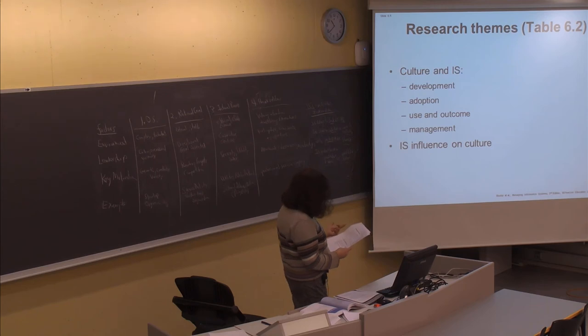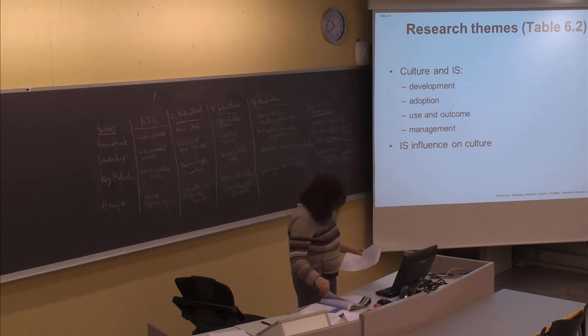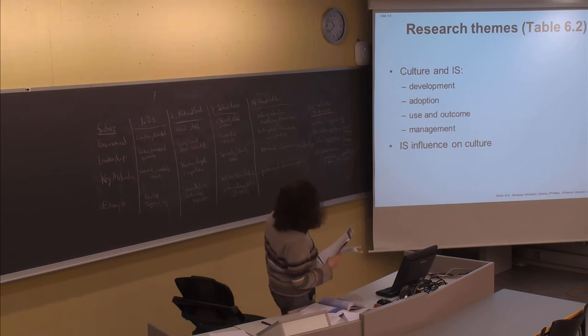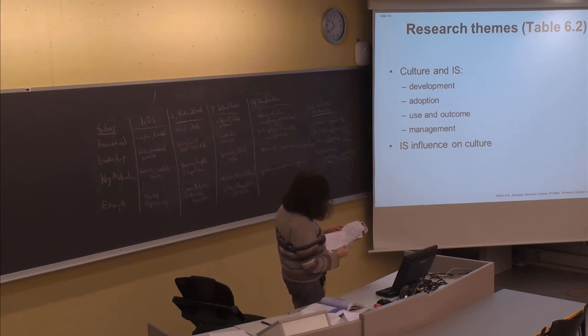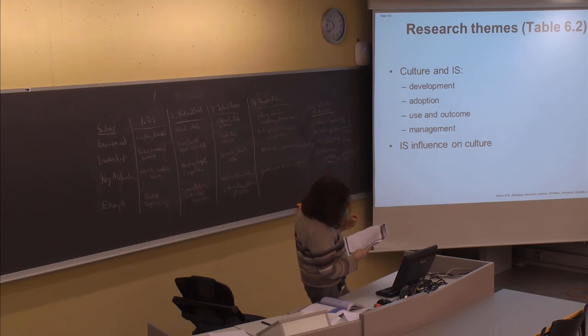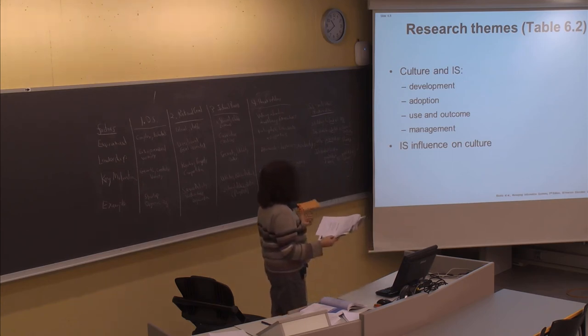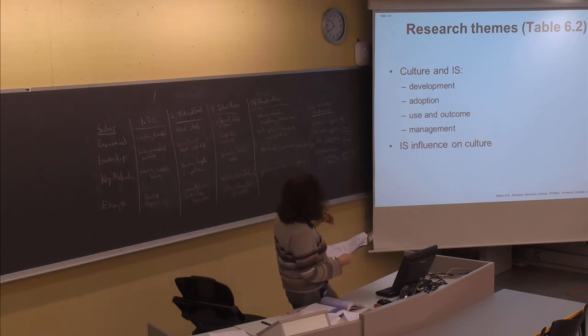Okay, so this brings us to Table 6.2, which has three points. They're talking about different examples of conclusions about culture. The point on culture and development is that, in terms of the social development process, if there's a better fit between culture and the system, then we would have a more successful outcome. The social development process is more successful if there's a fit between culture and the system.